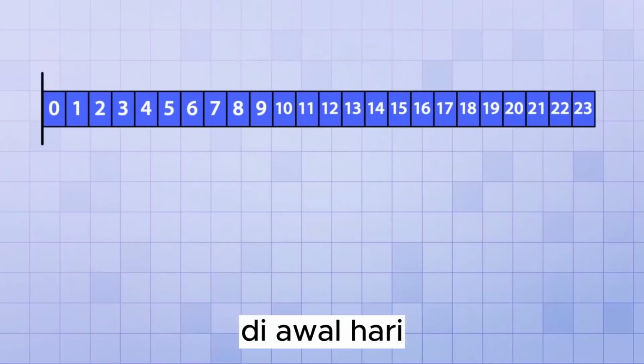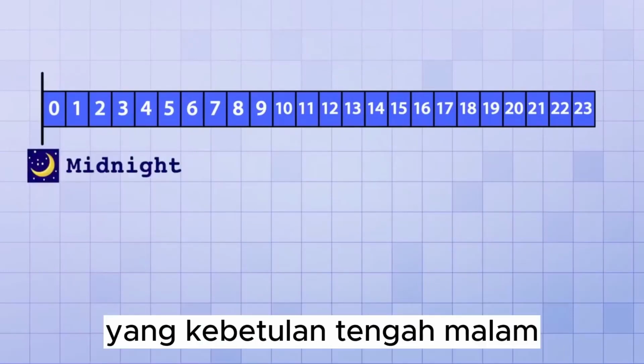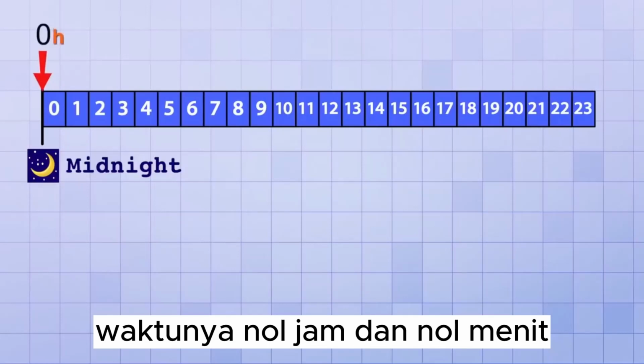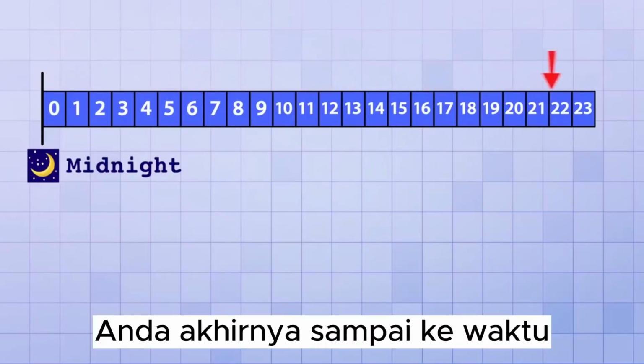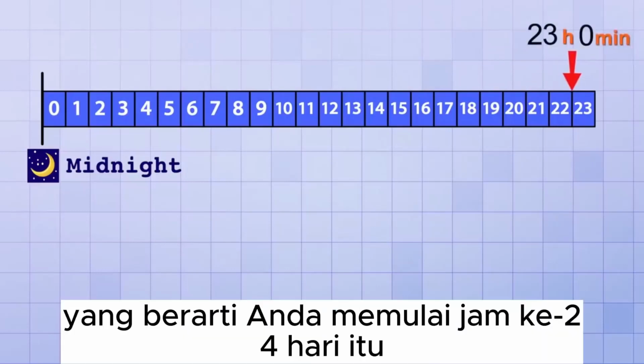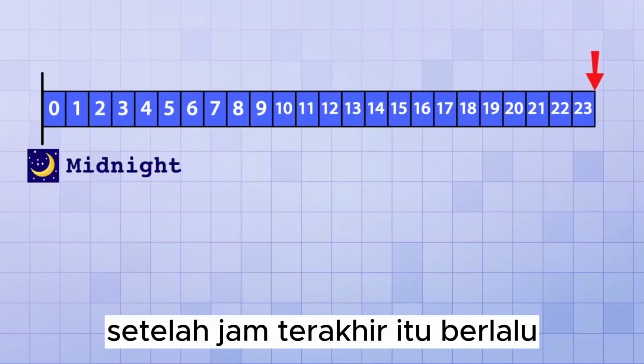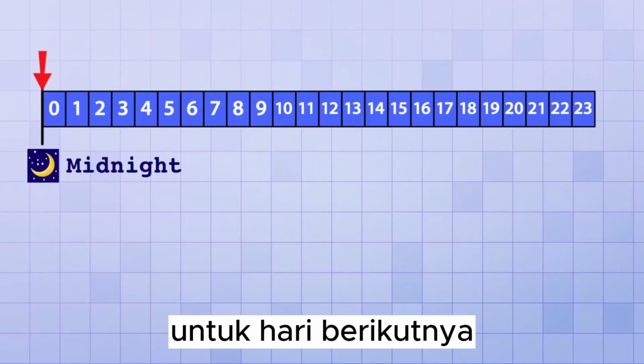In other words, at the beginning of the day, which happens to be midnight, the time is 0 hours and 0 minutes. As the hours pass by, you eventually get to the time 23 hours and 0 minutes, which means you're starting the 24th hour of the day. After that last hour passes, it starts back over at 0 for the next day.